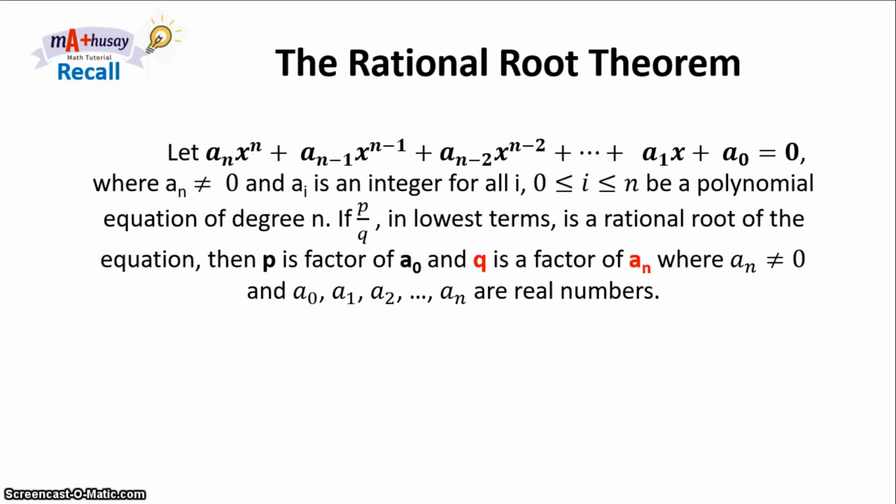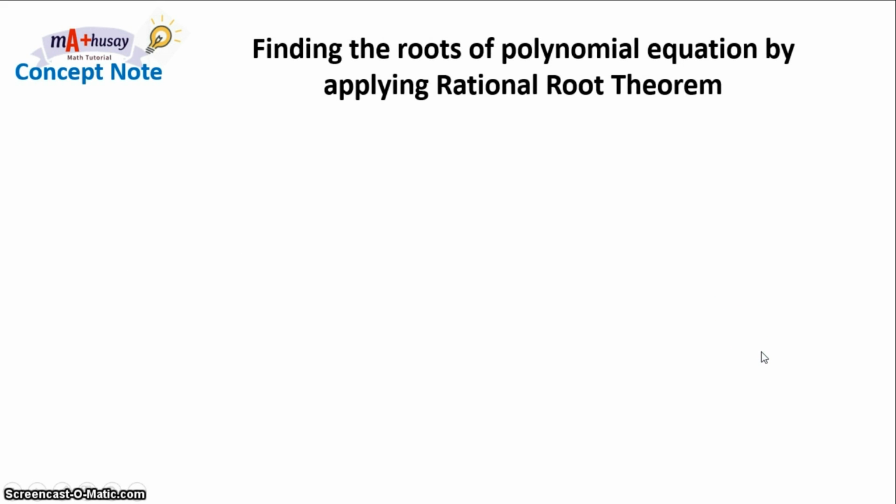So, we will use the rational root theorem in finding the roots of the given polynomial equation. We take note that we have to look at the factors of a sub 0, which is your constant term, which is your p, and it should be divided by the factors of a sub n, or q.